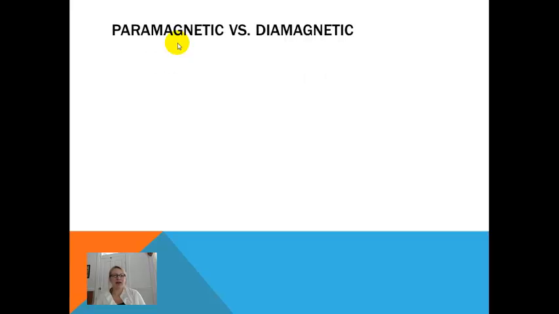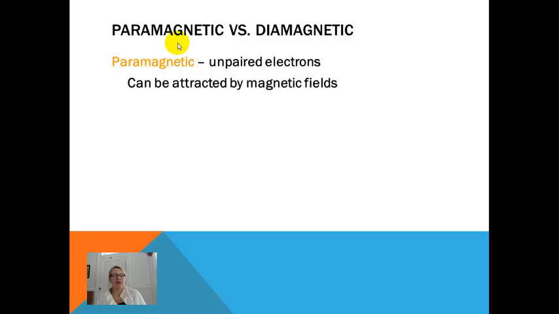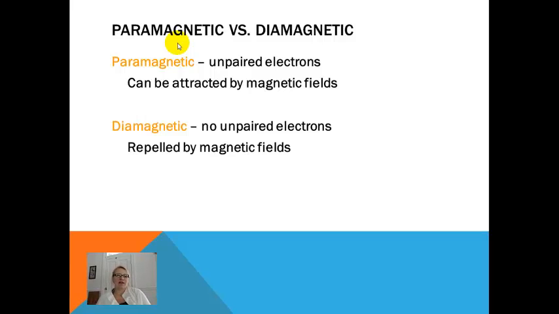Lastly, paramagnetic versus diamagnetic. Paramagnetic atoms are atoms that have unpaired electrons, and they're paramagnetic because they can be attracted by magnetic fields. Diamagnetic atoms have no unpaired electrons, and they're actually repelled by magnetic fields.